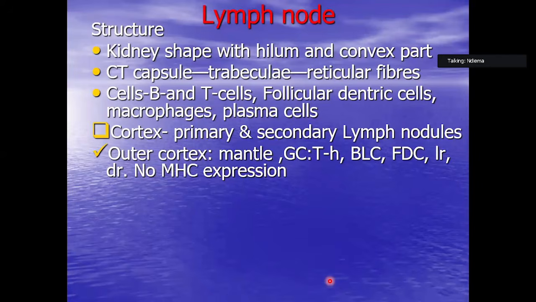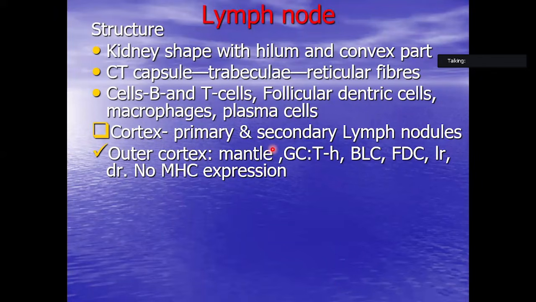We note that the lymph node contains a cortex, the outer part, and the cortex is divided into two parts. An outer cortex, which contains lymph nodules, either primary lymph nodules or secondary lymph nodules. Primary lymph nodules are before they're exposed to antigens, secondary lymph nodules when they're exposed to antigens, and the secondary lymph nodule contains the germinal center.